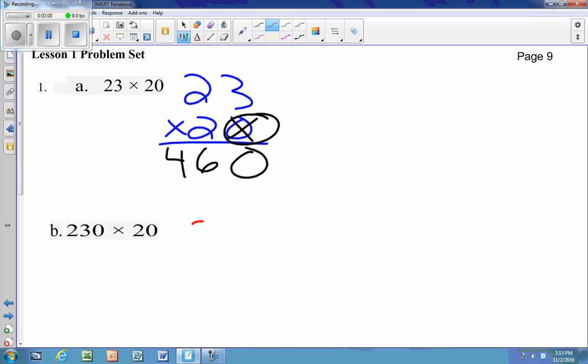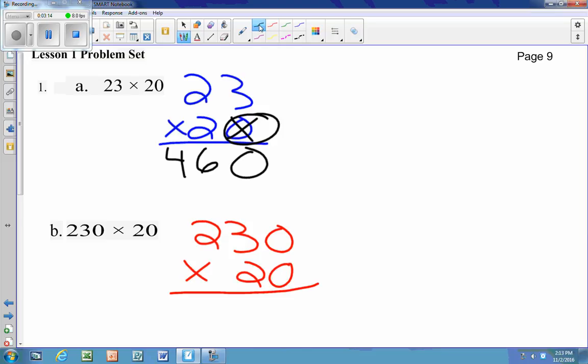Next problem. I have 230 times 20. So I'm going to go through. I'm going to ignore my zeros. 2 times 3 is 6. 2 times 2 is 4. Put my 2 zeros back in.